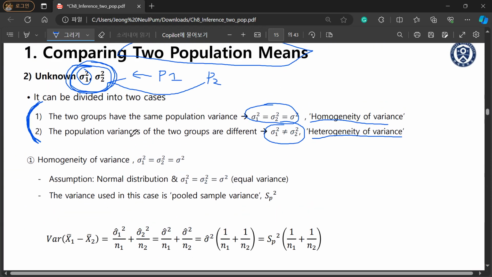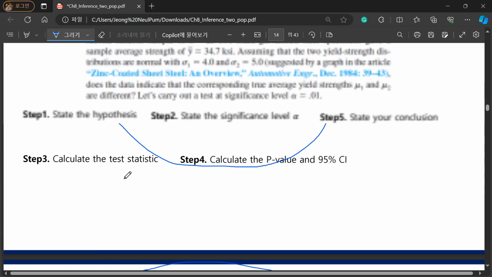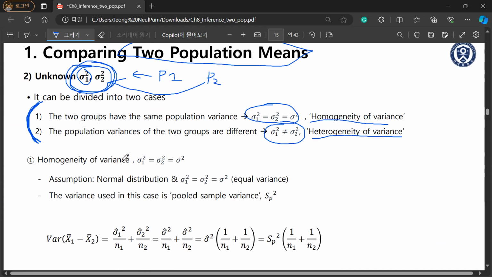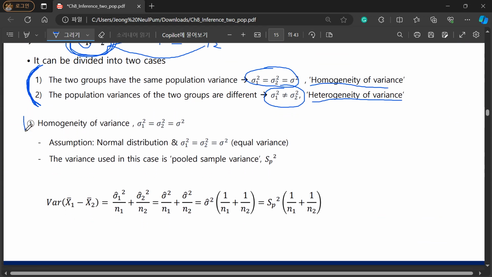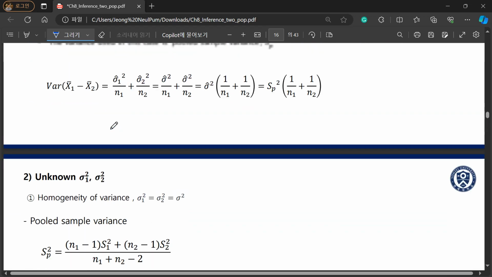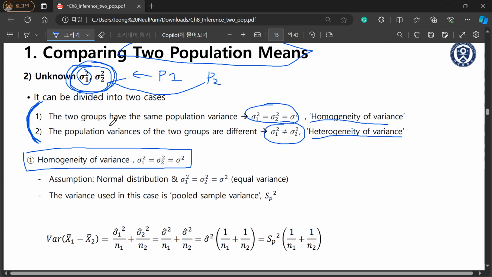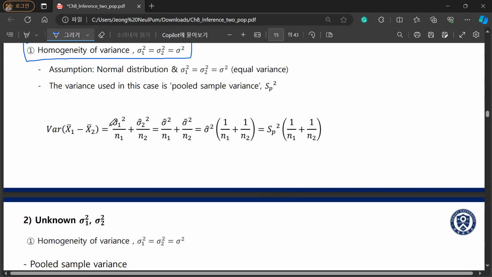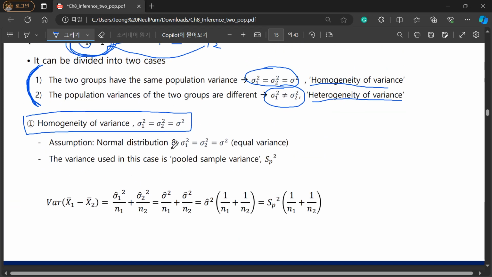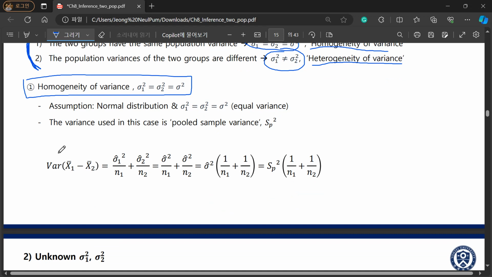So we have to divide the situation into two cases. The first case is the homogeneity of variance. When we confront the homogeneity of variance, we have to get the variance of the difference of the sample means with this formula.